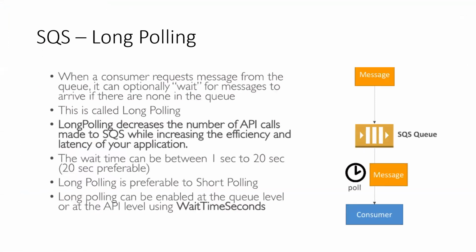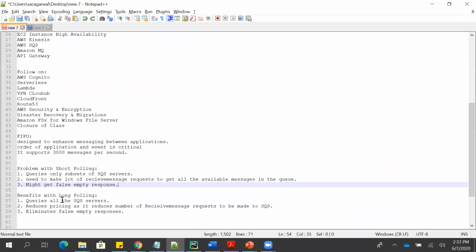Here your wait time can be 1 second to 20 seconds. And it decreases your number of API calls, or your number of receive message calls, so that you can get all the messages. So what are the benefits?